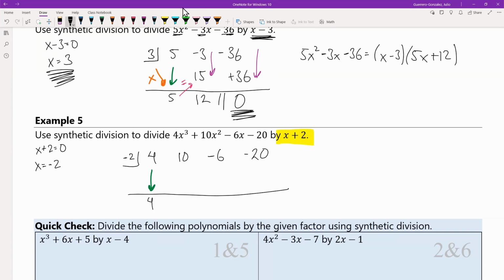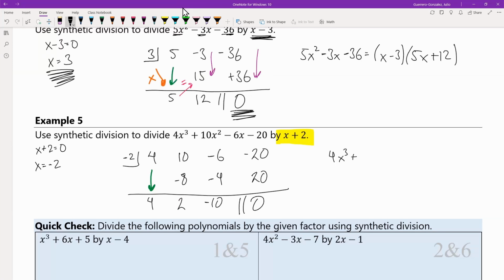Negative 2 times 4, that is a minus 8. 10 minus 8, that is 2. Rinse and repeat. Minus 2 times 2, that is a minus 4. Minus 6 minus 4, that is a minus 10. Minus 2 times a minus 10, that's a positive 20. Adding gives 0. So this tells me that this division was actually nice. It was whole. There's no remainder.